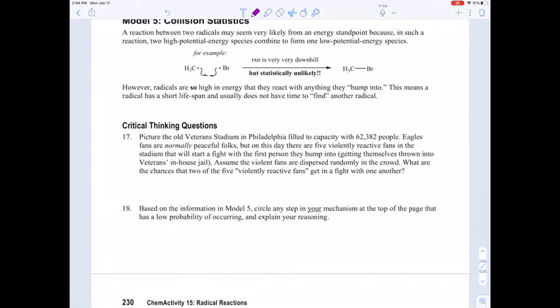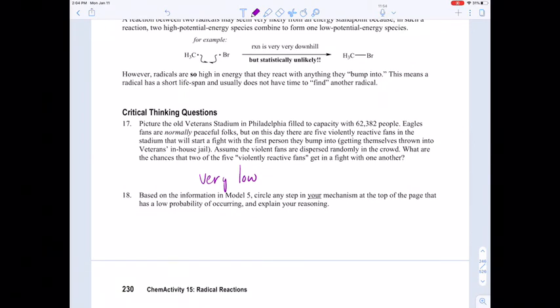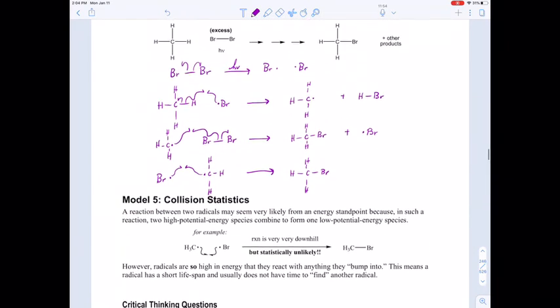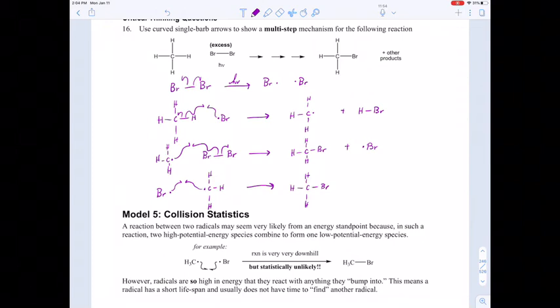So, is that likely? Is it not likely? Hopefully you're starting to think that if there are 5 fans within 62,000 plus people, the chances are very low of 2 of those reactive fans running into one another. Based on the information in Model 5, circle any step in your mechanism at the top of the page that has a low probability of occurring and explain your reasoning. So of these, which one is the least likely to happen?